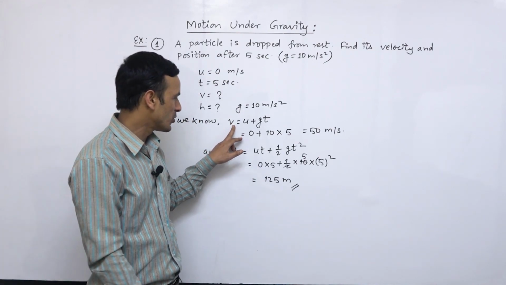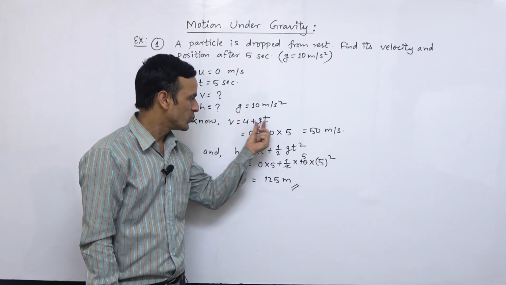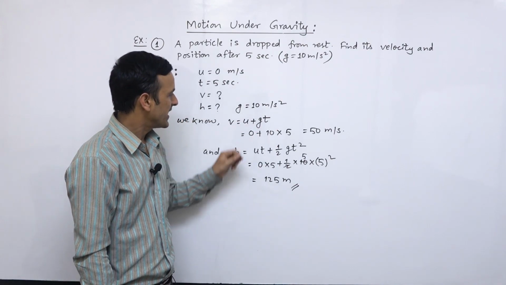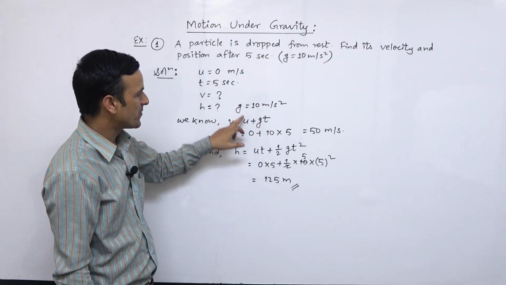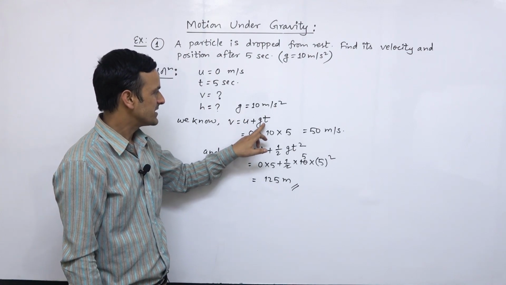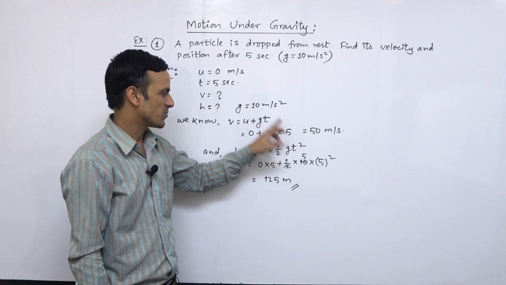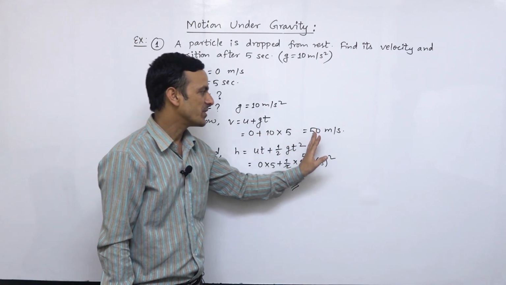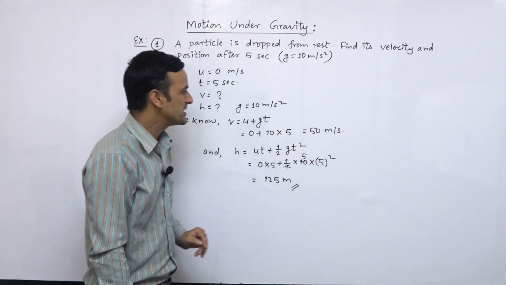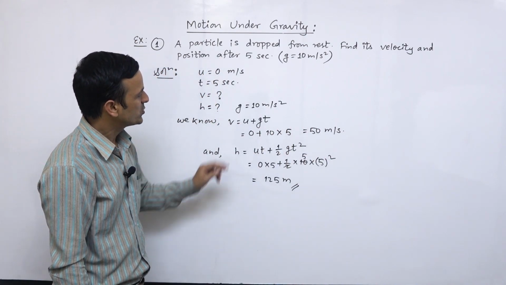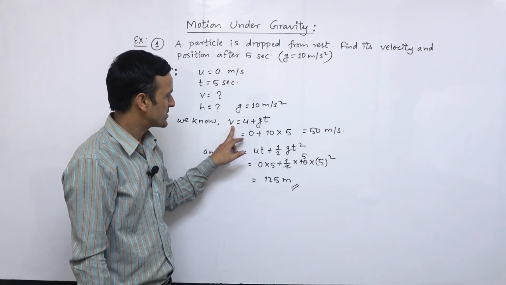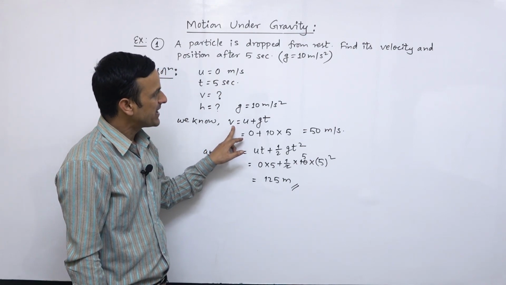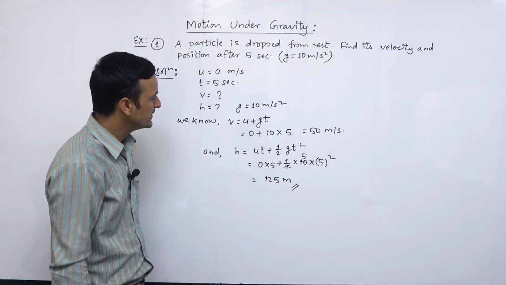From the provided information, we can find out the value of v and h like this. We know that v is equal to u plus gt. If you substitute the value of u here, u is 0, g is 10 and t is equal to 5. So after solving we get 10 times 5, which is 50 meter per second. So this will be the final velocity of that particle.